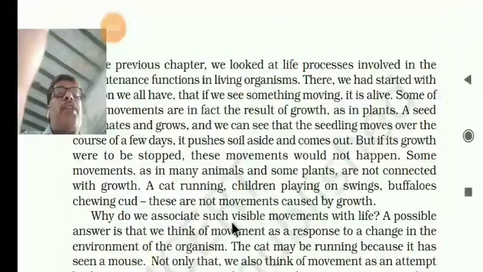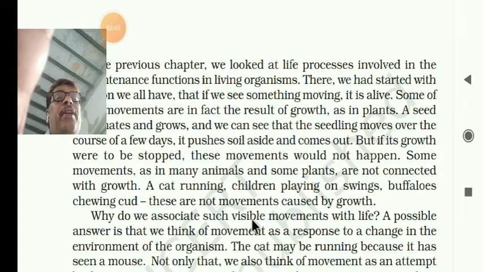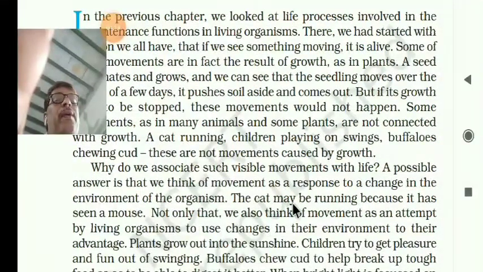Why do we associate such visible movements with life? See, in living things, the movements are visible. Then we say they are living. A possible answer is that we think of movement as a response to a change in the environment of the organisms. See, the living organism shows movement in response to the environment. The cat may be running because it has seen a mouse, to catch the food.